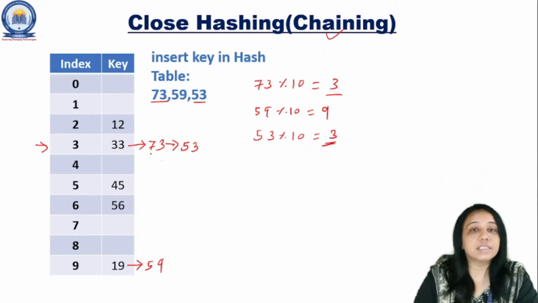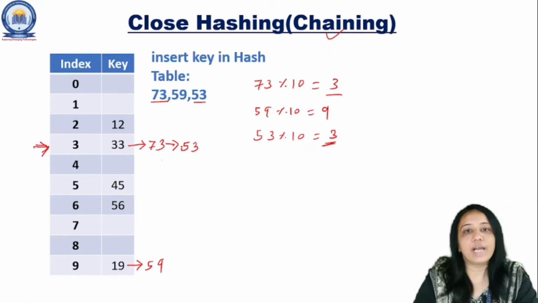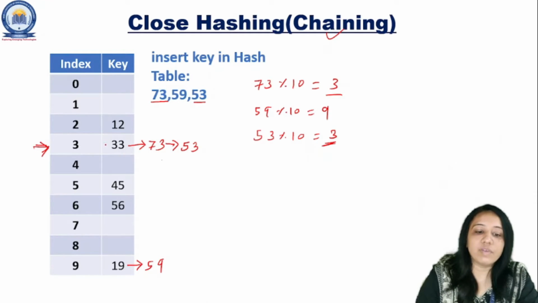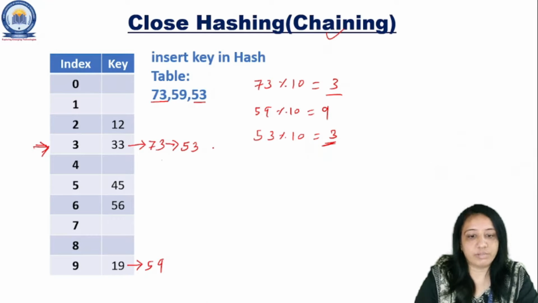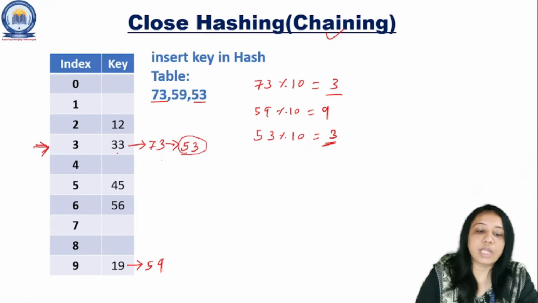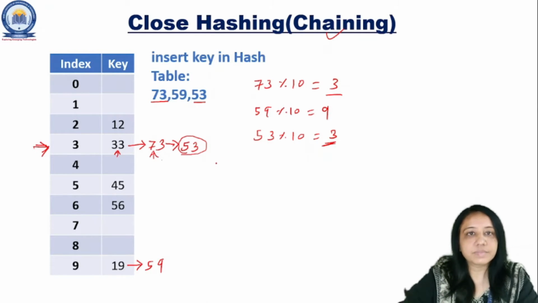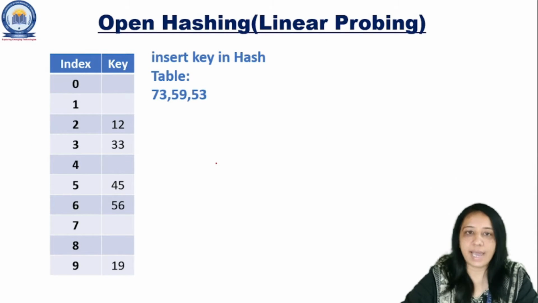So if you want to do any searching, for example, it will fall in this third index. And again, at the third index, there will be a list of chain or a list of values. So again, we have to go through all the values. For example, if you want to search for 53, then you have to start from 33, then again 73 like that. So we'll have another solution, that is open hashing.